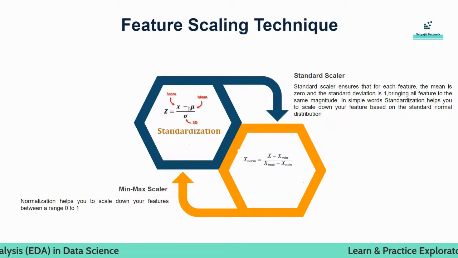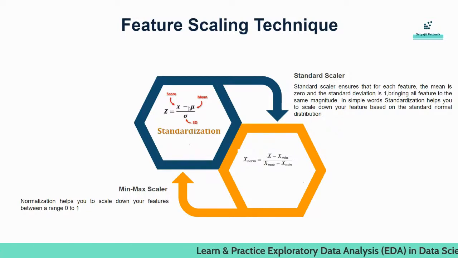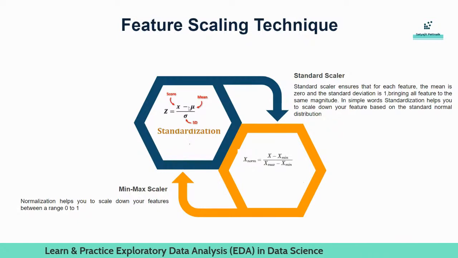When it comes to normalization, it is basically x minus x mean divided by x max minus x mean. So it always gives values between 0 to 1. Okay.